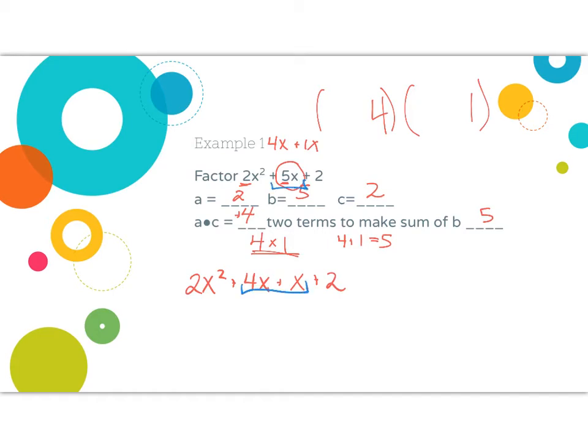Now what we can do is we have 4 terms. We can bracket the first two, bracket the second two, making sure that we're leaving an addition symbol between the two binomials, and we're going to factor out. In our first binomial, the common factor is a 2x. We're going to be left with x plus 2.